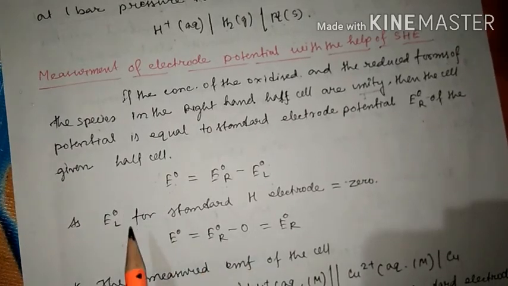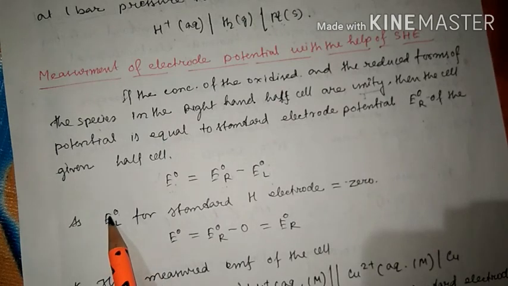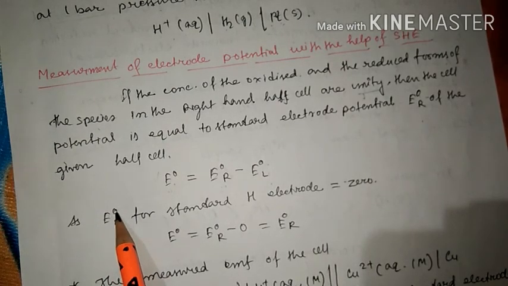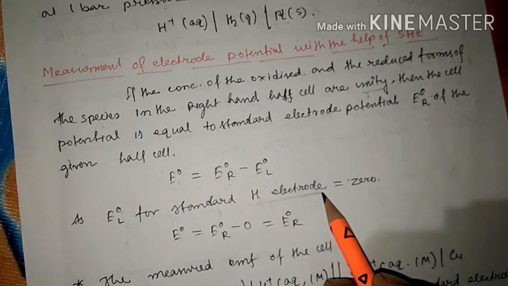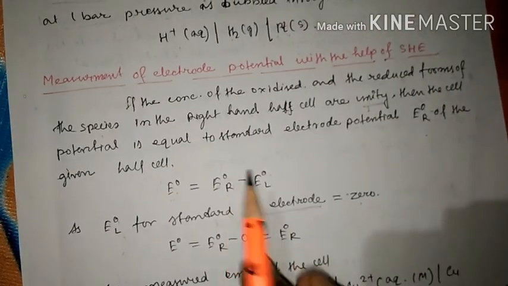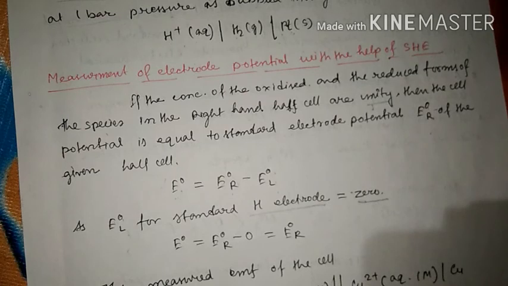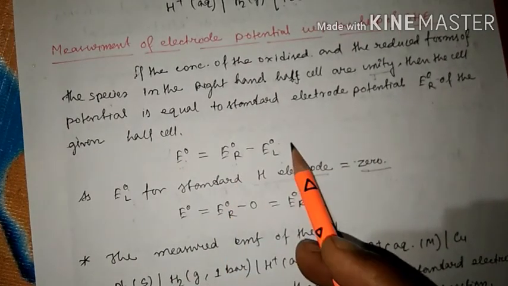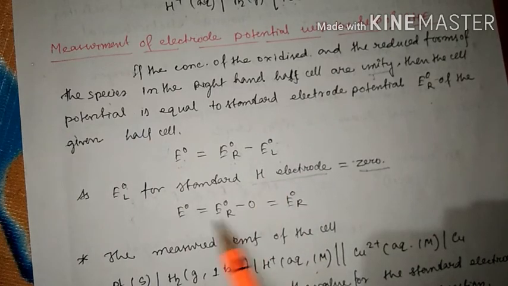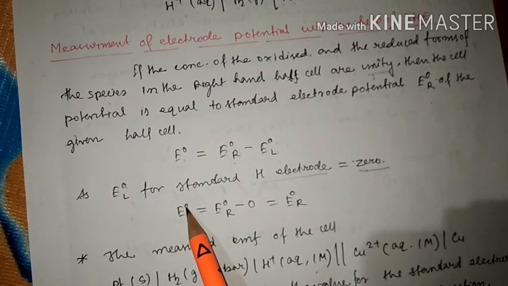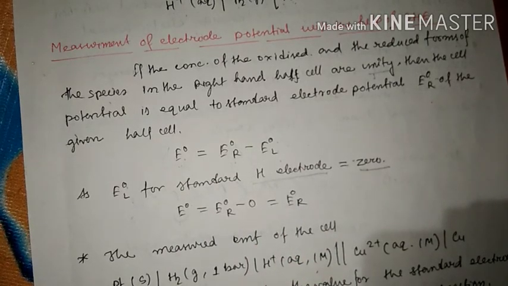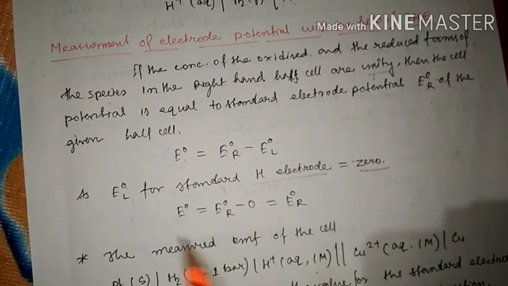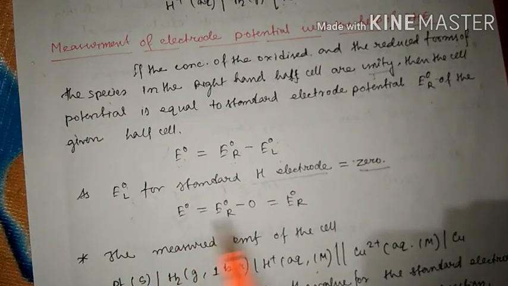Now, since EL naught, that means the electrode potential of the anode in standard conditions, is assumed to be the hydrogen electrode, which is 0, as I discussed earlier, that means the standard hydrogen electrode. Now what does the equation become? If you put 0 here, then the standard cell potential becomes the standard electrode potential of the right hand electrode, that means of the cathode. From this concept we can calculate the cell potential or electrode potential.